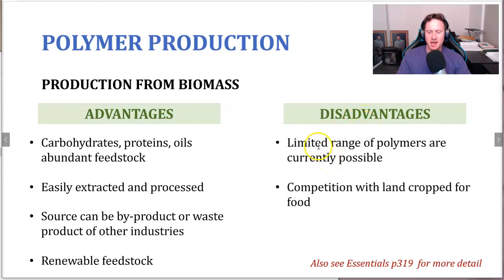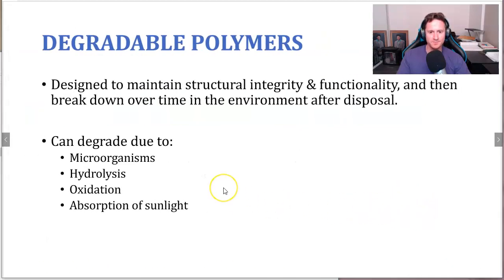The disadvantages are, at the moment, there's only a limited range of polymers, so we can only make a few of the many different types of polymers that exist. And the competition with land crop for food is there. Now, in Australia, we've got lots of available land. That's not the case for lots of different areas in the world.